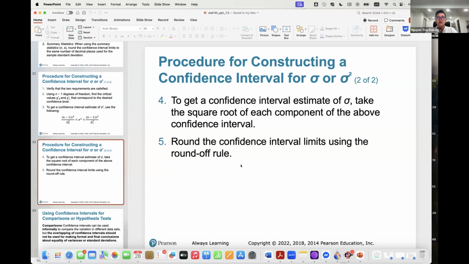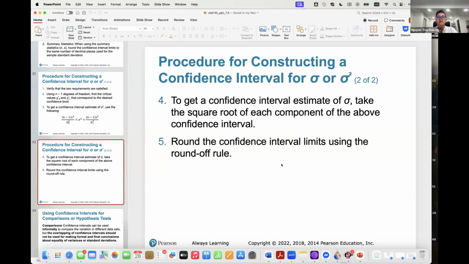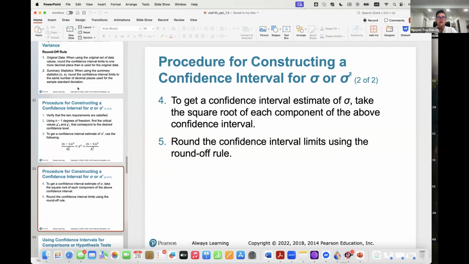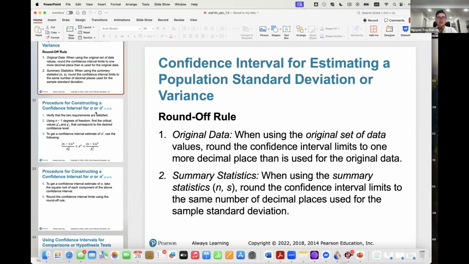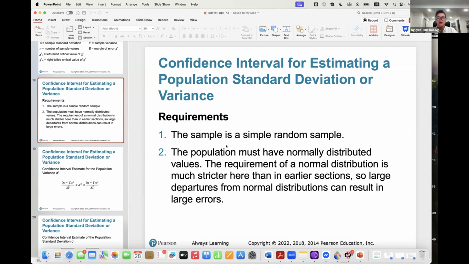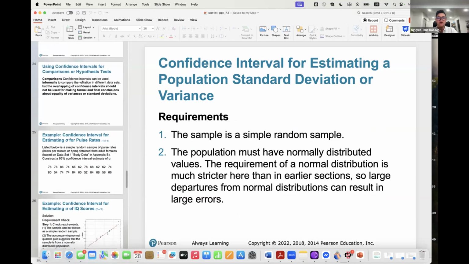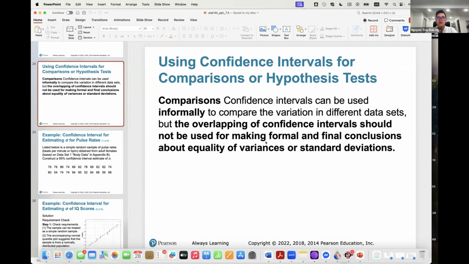The fourth step, to get a confidence interval estimate for sigma, take the square root of each component of the above confidence interval. Here we take the square root on this side and this side. And then the last step, round the confidence interval limits using the round-off rule. This is the round-off rule, right? There are two rules here. And these are two requirements that we need to check. Are we good? Okay. So if we are good, let's move to the next one.